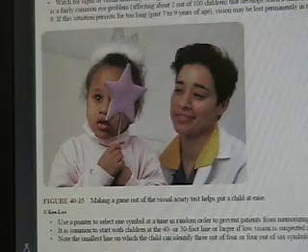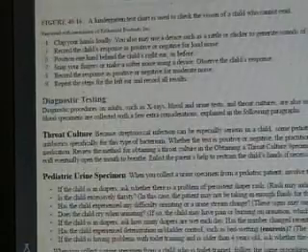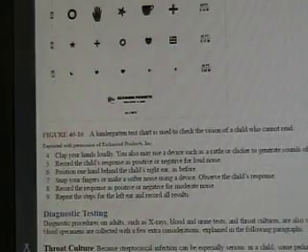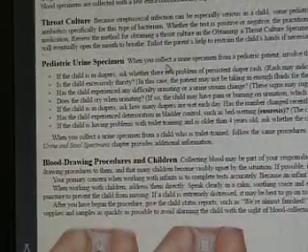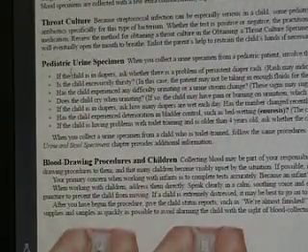So you want to remove that bias. Hearing exams, and remember, a lot of the vision and hearing screenings ramp up starting at kindergarten. Throat cultures, we know what they're for.